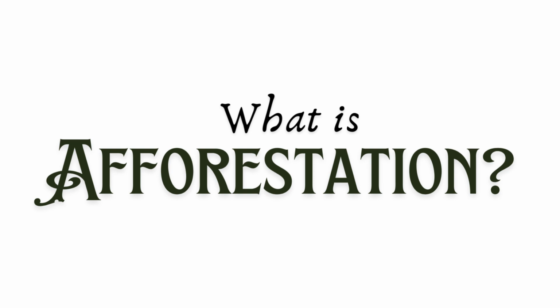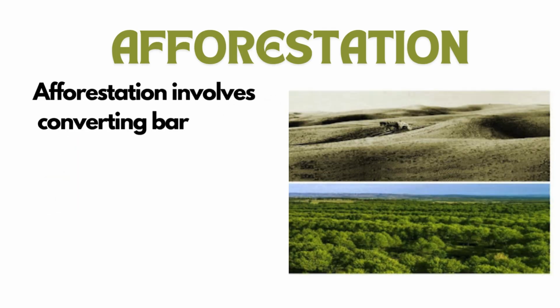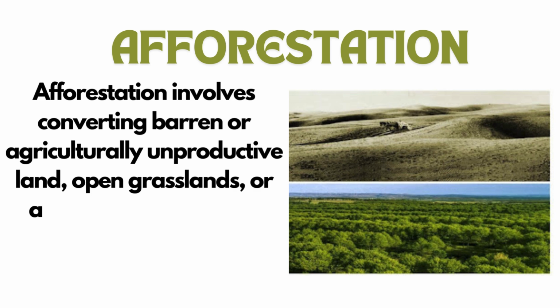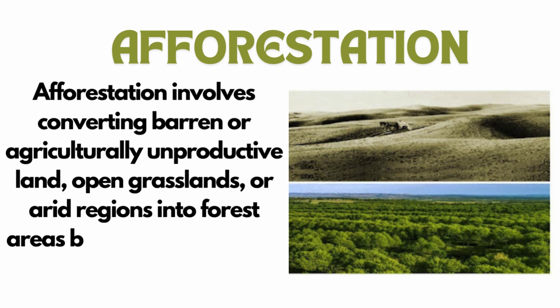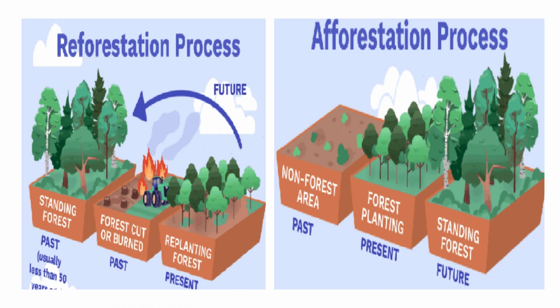What is afforestation? Afforestation involves converting barren or agriculturally unproductive land, open grasslands, or arid regions into forest areas by planting native or adapted tree species. Unlike reforestation, which focuses on replanting trees into deforested areas, afforestation aims to create new forests in regions where no forests previously existed.